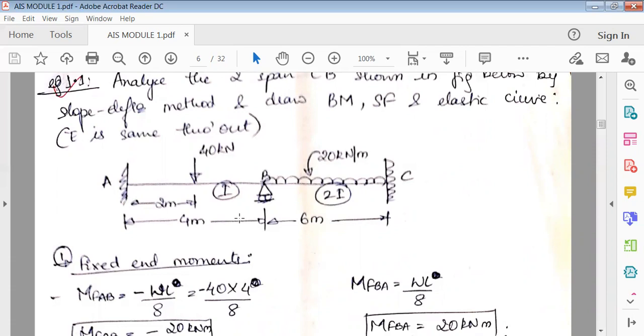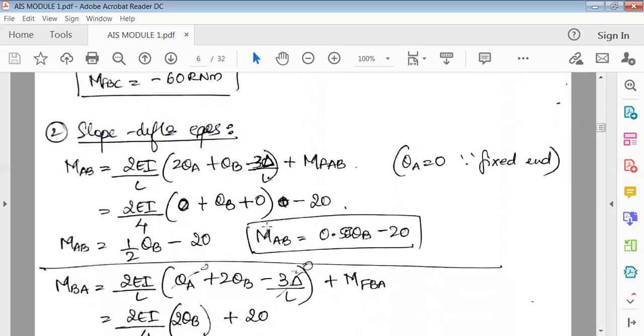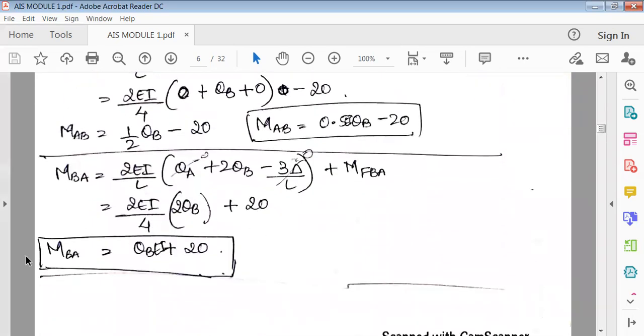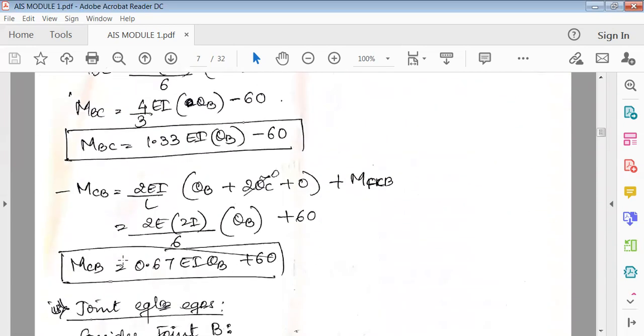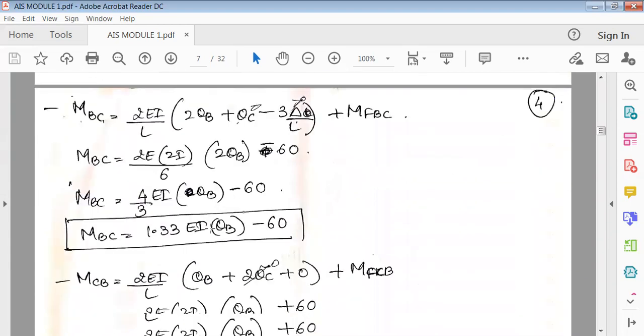When you're writing this, you should be very careful. And one more thing, BA is not equal to AB because there is a difference in the sign. Similarly, BC is not the same as CB. So you have to write the moments very clearly. So in that case now, MBA plus MBC is equal to 0. So we'll choose the MBA equation and MBC equation, so it would be equation 2 and equation 3.